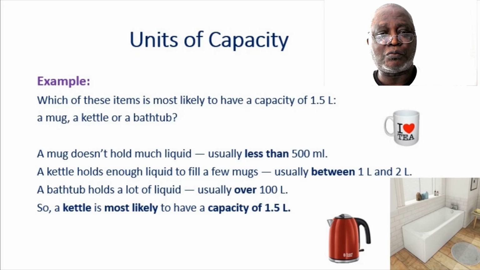A mug doesn't hold much liquid, usually less than 500 ml. A kettle holds enough liquid to fill a few mugs, usually between 1 liter and 2 liter. A bathtub holds a lot more liquid, usually over 100 liters of liquid. So a kettle is most likely to have a capacity of 1.5 liter to answer the question.